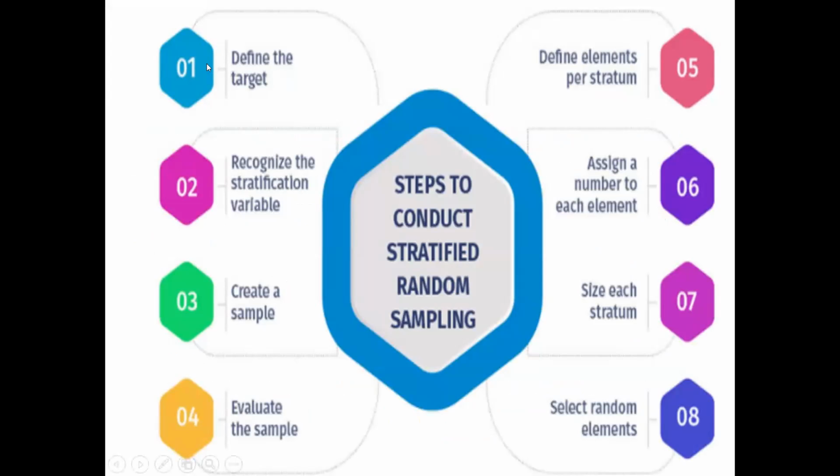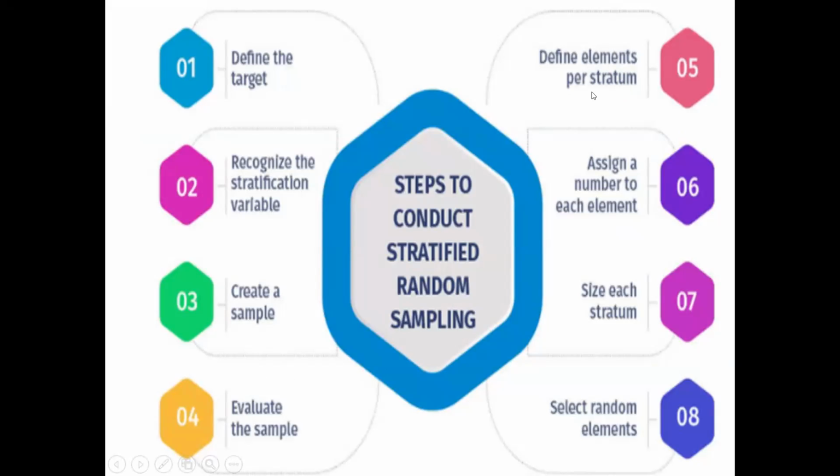First you have to define the target: what is your target population? Then you have to recognize the stratification variable. Like in this case, we decided years of experience, or gender, or designation. That is your stratification variable. Then on the basis of that, you have to create the list of the sampling frame, particularly the list of officers in each of the designations. Then you evaluate that list, to check that all the members are included and none of them is lost.